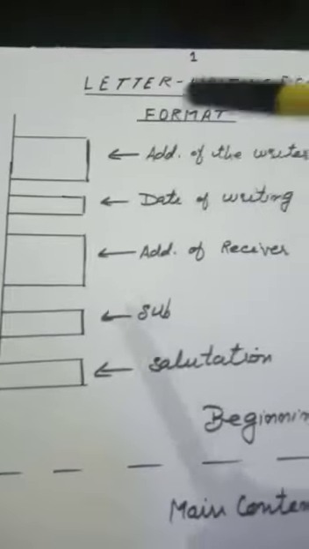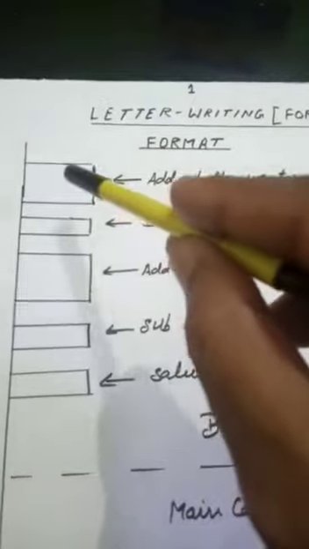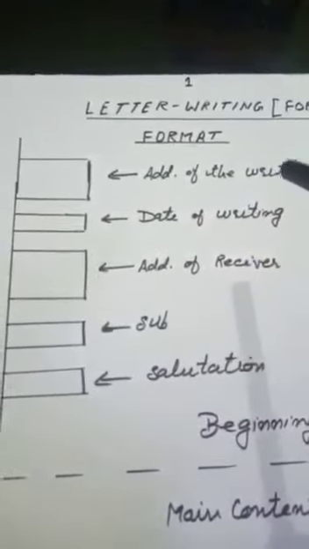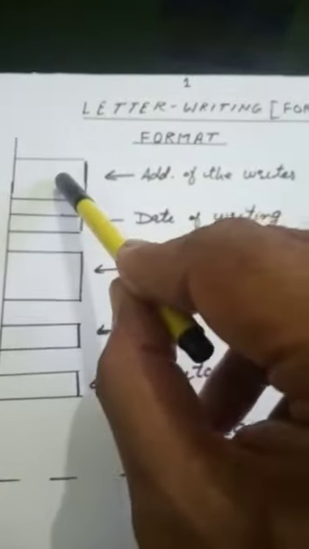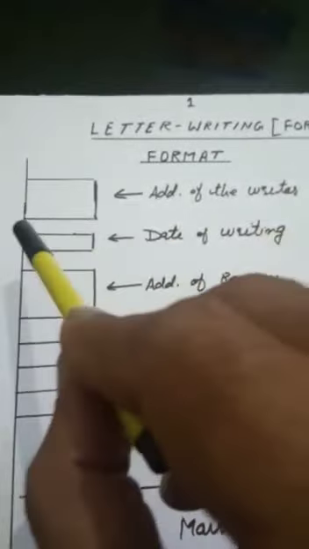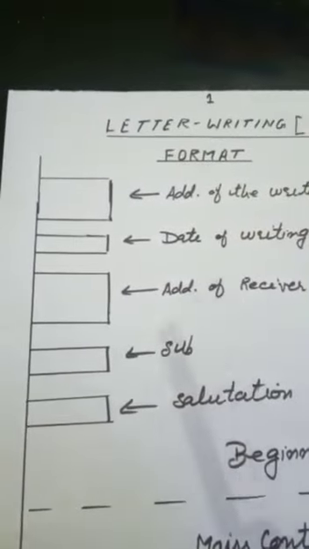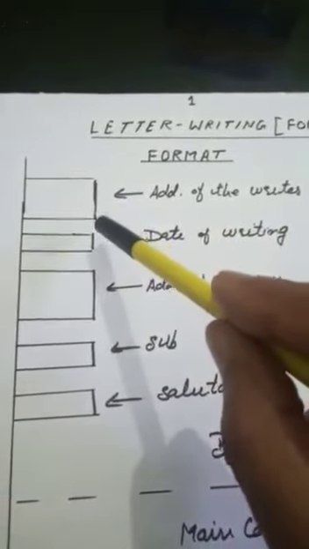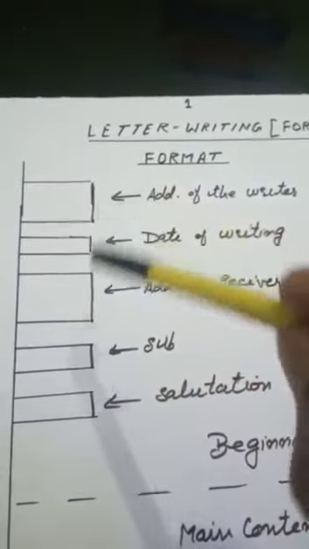Now let me give you the different boxes as they are denoted. Box number 1, as you can see here, you will write the address of the writer. That means the person who is writing will write his or her address here in this box. I have made the boxes only to denote. When you actually write the letter, you don't have to make any box. Then we have to leave one line in between just to differentiate different boxes, different contents.